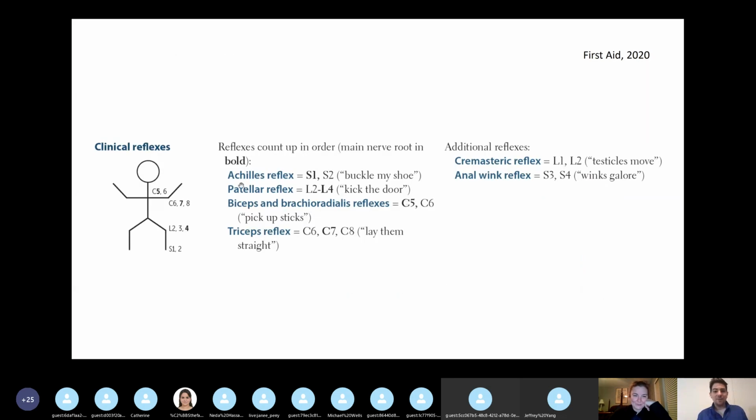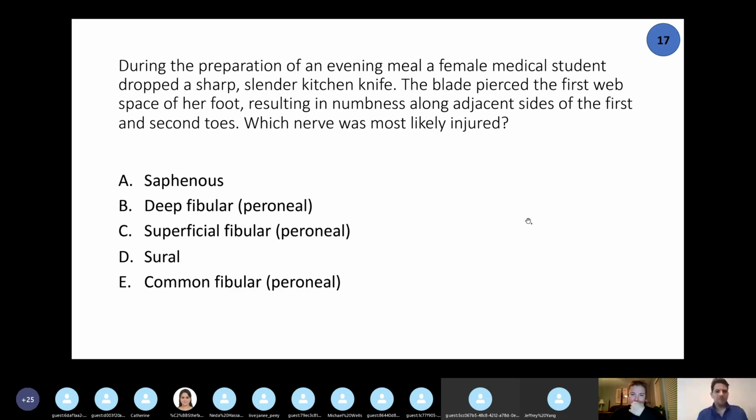Great. So some of the reflexes. Remember that biceps reflex, C5 and 6, you pick up sticks, right? So you use your biceps. C7 and C8, you lay them straight, so your triceps reflex. So you want to know those. As we said, S2, 3, and 4, that's the anal wink reflex. And think of L1, L2 with the cremasteric reflex as well. So these are good to know. Just commit those to memory.